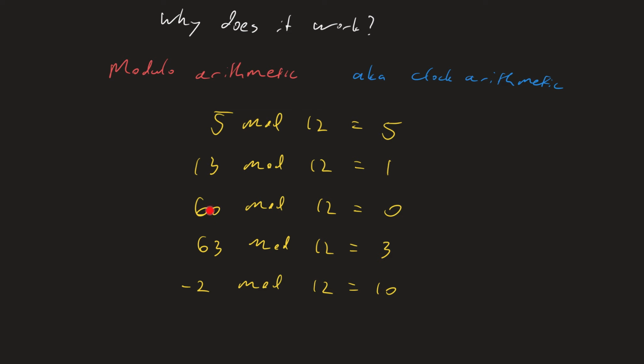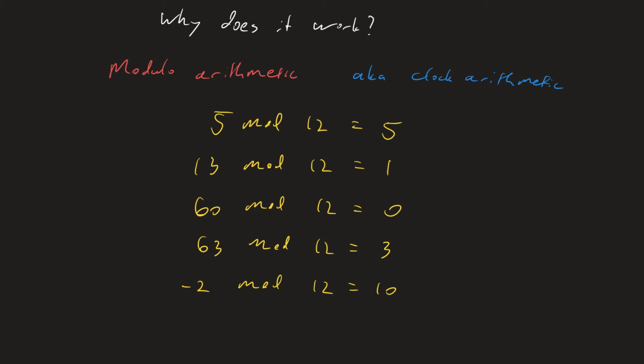5 times 12 is 60, so you arrive back at 12, which is also the same as 0. Indeed, modulo 12, we want to get a number between 0 and 11, rather than between 1 and 12 on an actual clock. 63 mod 12 is therefore 3, because 5 12s are 60.